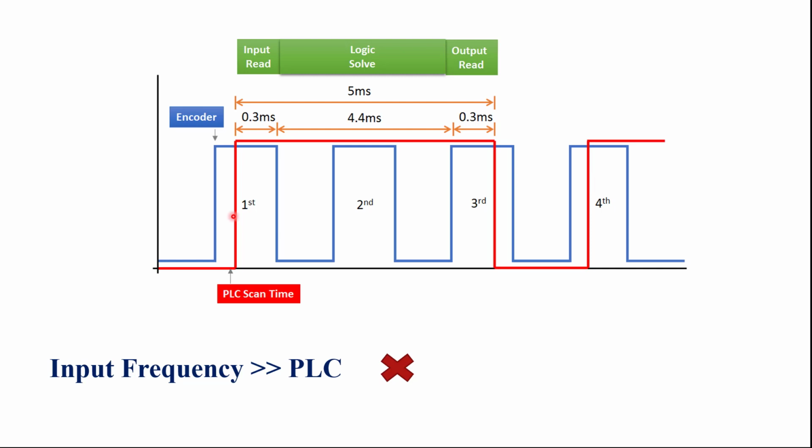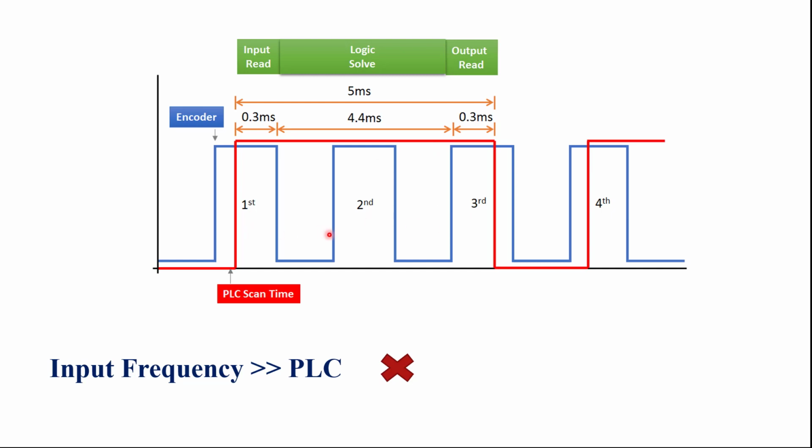So in this case, the PLC only reads the first pulse and the fourth pulse, because these two pulses appear in the input read cycle of the PLC CPU scan time. But the PLC does not read pulse number second and pulse number third, because they appear in the logic solving or output read time, which is not the input read time.